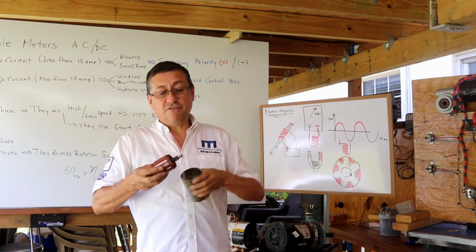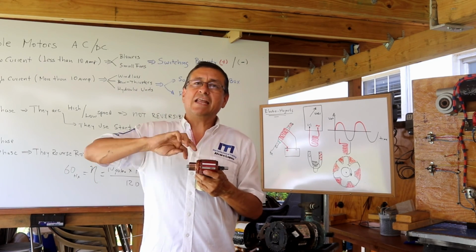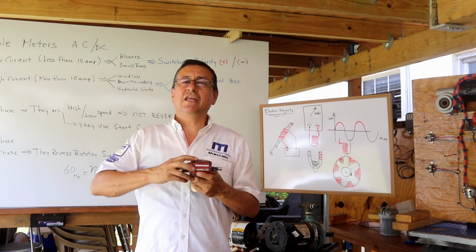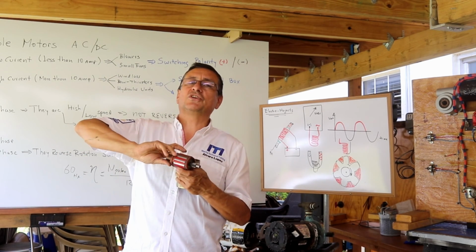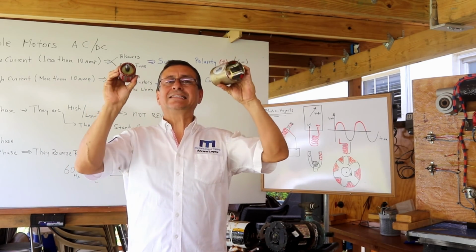The electromagnets in front of the permanent magnets produce the rotation. Depending on the polarity of the power coming in, the rotor spins in this direction or this direction. That's simple. Those are DC motors.